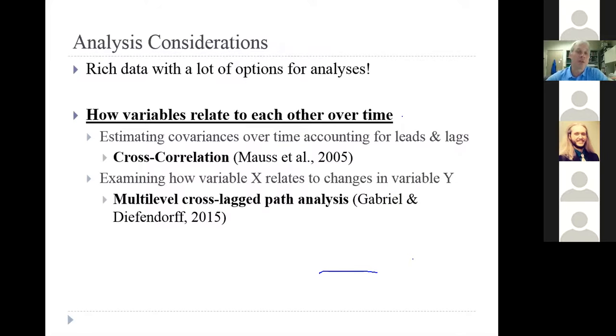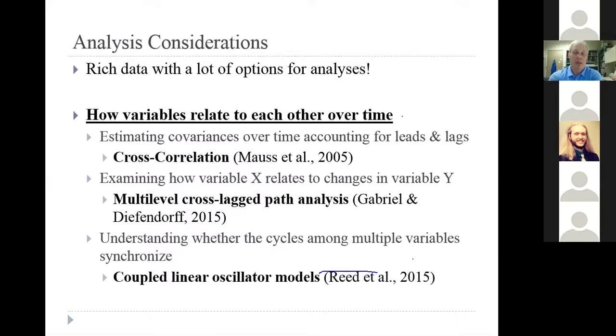And then you can also look to see how a variable X might relate to changes in another variable using something like a multi-level cross-lag path analysis, which is also a technique that we used in the Gabriel and Diefendorff paper. And then finally, another technique would be to use something like coupled linear oscillator models, which are useful for trying to understand whether or not variables will converge in cycles over the course of an episode, and whether there might be amplification or de-amplification of the cycles that are observed.